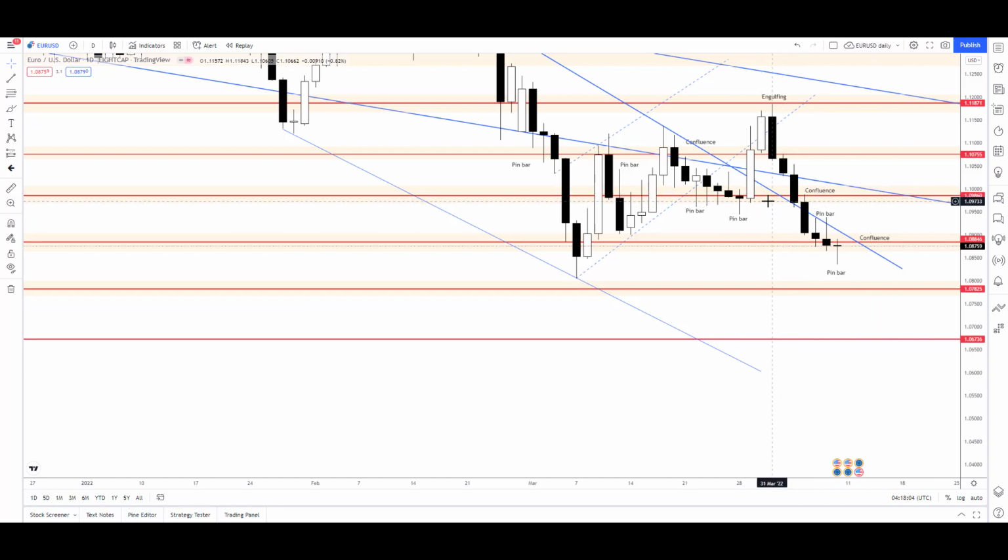And on Monday the price closed below the previous day's close, which you can see here. The previous day candle close was here, but on Monday the day closed here. So this was also a signal that the price will move down.